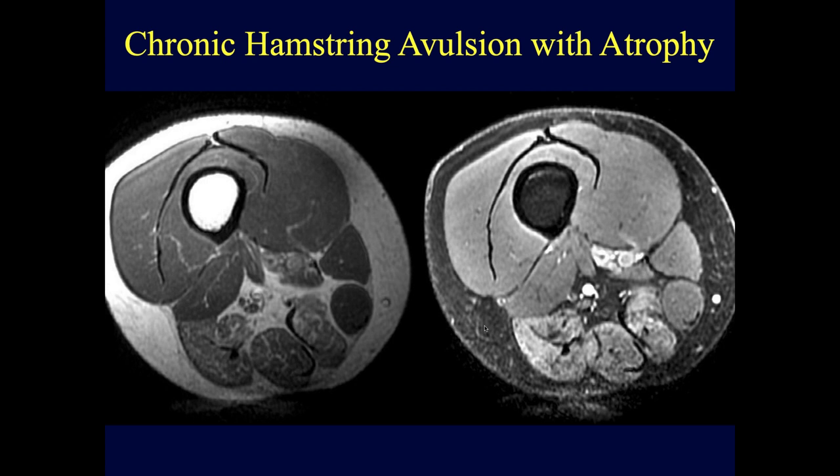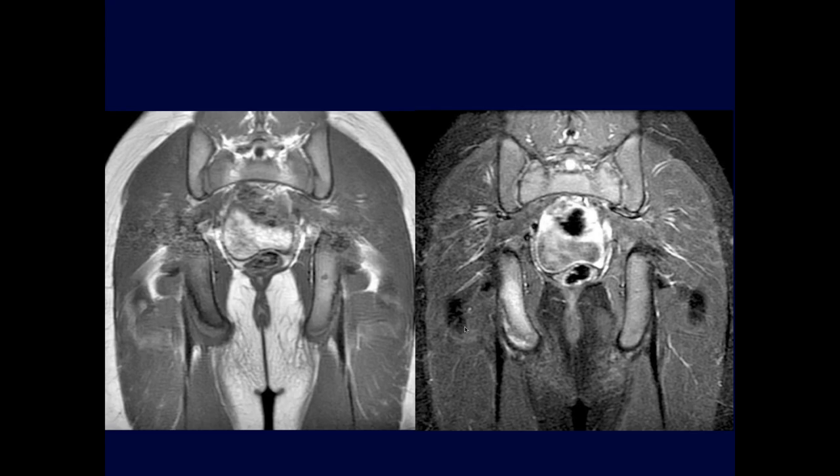Now, with a proximal hamstring, of all things, surgery is considered. With the distal ones, that's a different ball of wax. You usually don't repair those. Unless you do a tenodesis to an adjacent tendon. It's not torn.